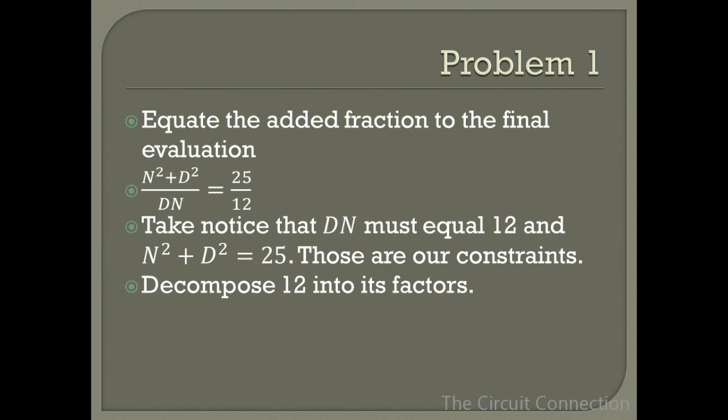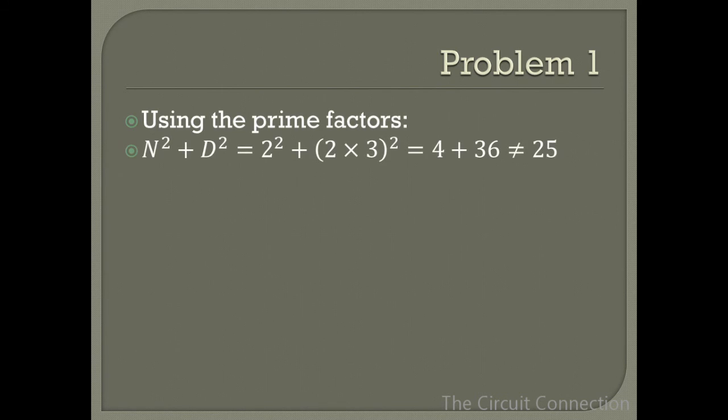Now I'm going to be using its prime factors. So the prime factors of 12 are 2, 2, and 3. So next, using the prime factors, n squared plus d squared, I'm going to put in a 2 here for n, and I'm going to put in 2 times 3 for the d.